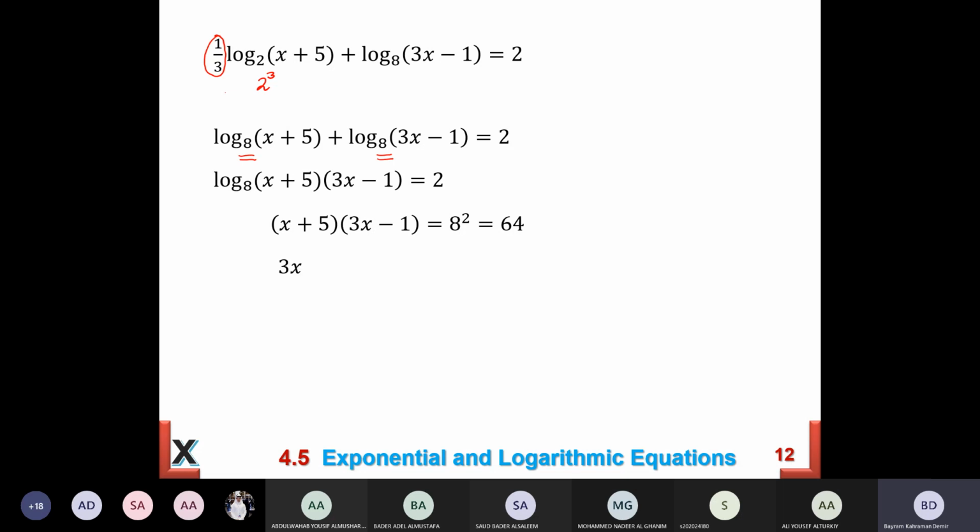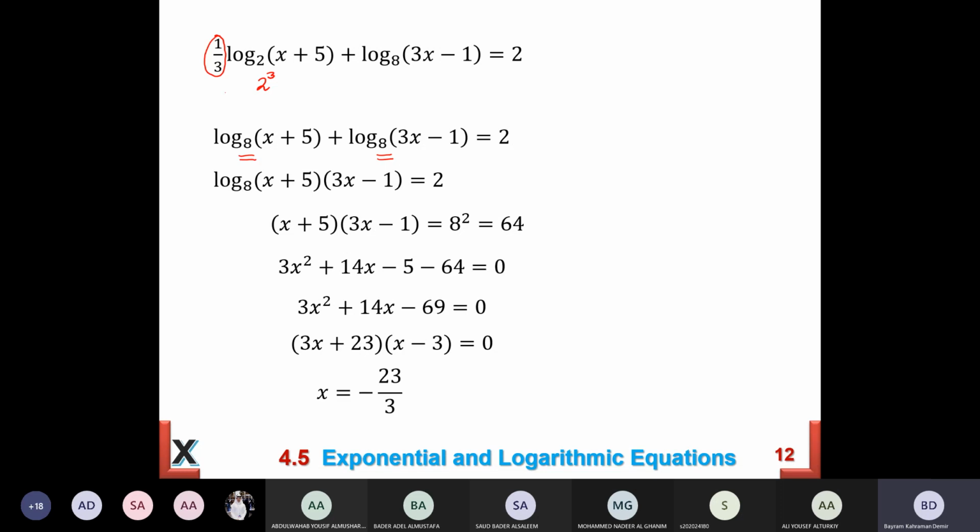And we just multiply these brackets by following the distribution rule. And then when you organize it, you will get 3x squared plus 14x minus 69 equals 0. And the factorization of this quadratic equation is 3x plus 23 and x minus 3 equals 0. And now we have two solutions. We have negative 23 over 3 and 3.